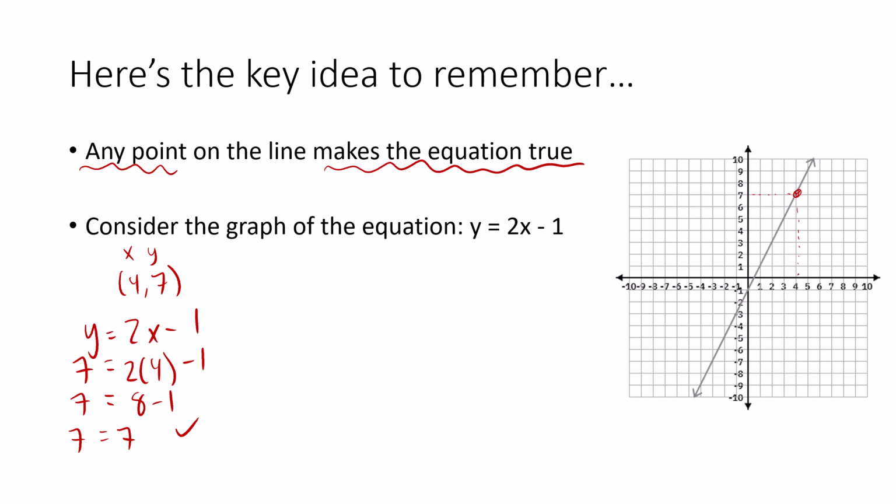And I could pick, we'll pick a number down here. So this looks like (-2, -5).